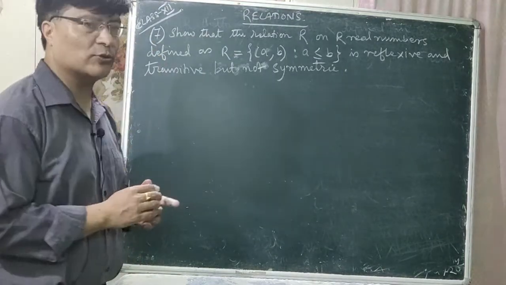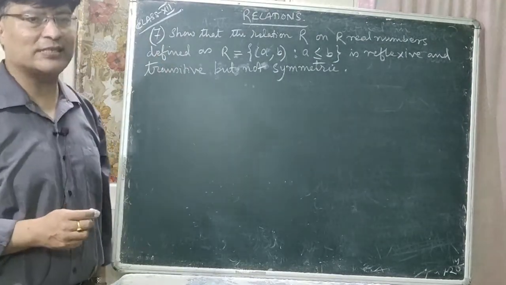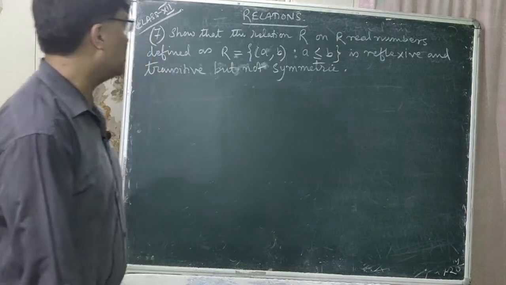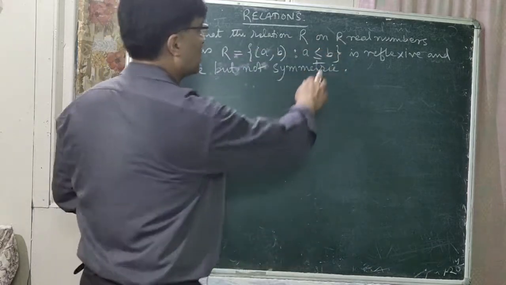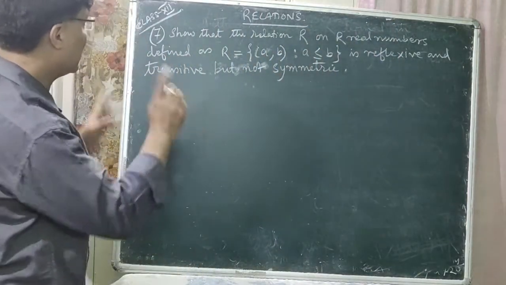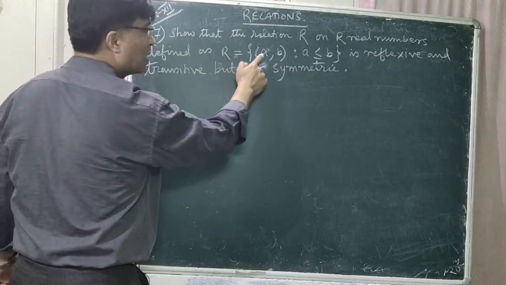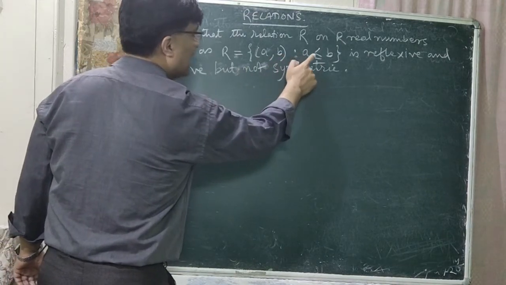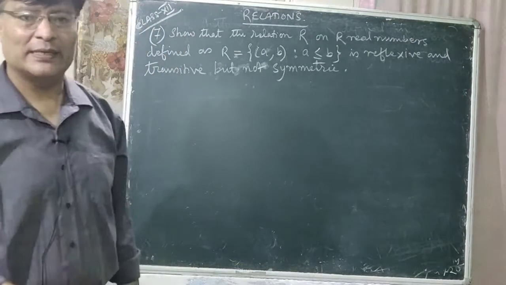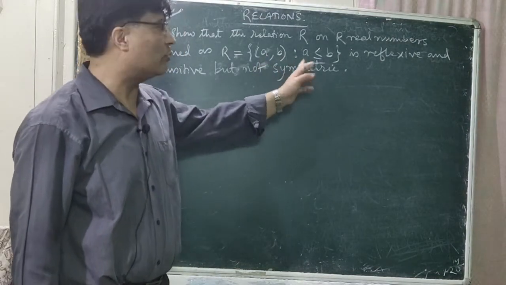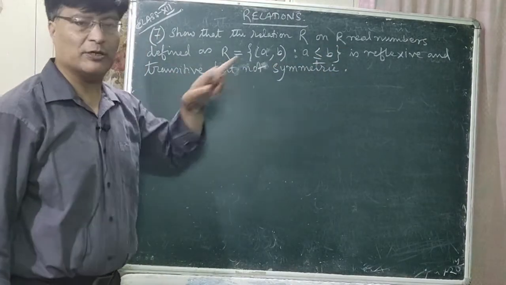Okay, so let's start question number 7. In the last online class we did question number 6. So let's do question number 7. Question number 7 is: the relation R is a relation on R, the real numbers, defined as R equals the set of (a, b) such that a is less than or equal to b. A may be less than b or a is equal to b. It is reflexive and transitive but not symmetric.